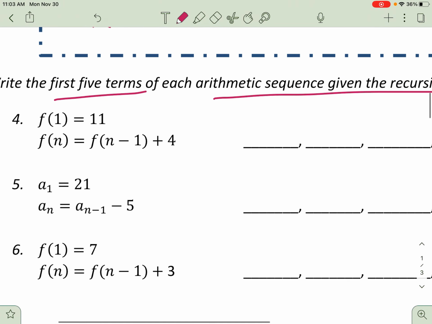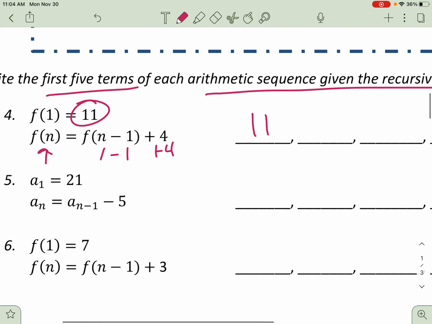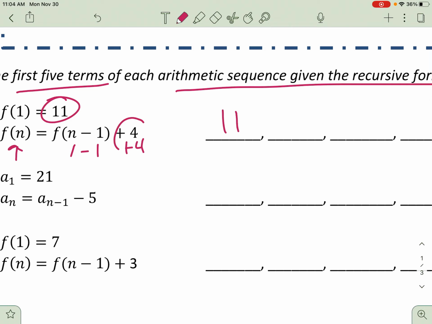So for example, write the first 5 terms of each arithmetic sequence given the recursive formula. This is saying the first term is 11, okay? And in order to find the next term, we take the first one, subtract 1, and then add 4, okay? So, the first term, subtract 1 and add 4. So, in order to find the next one, this is the common difference, so you add 4.